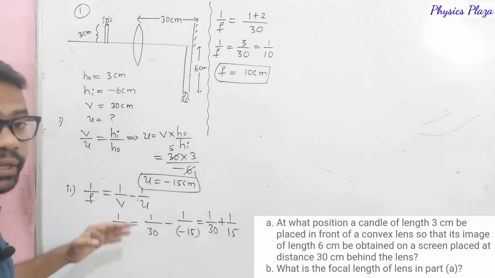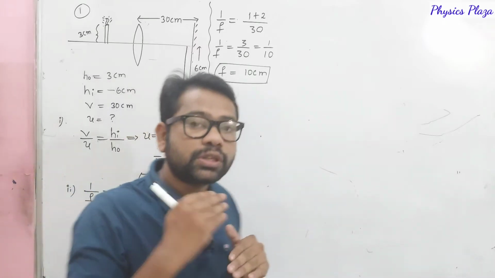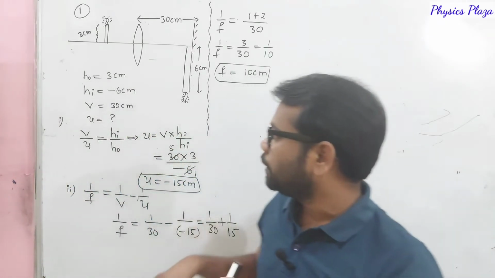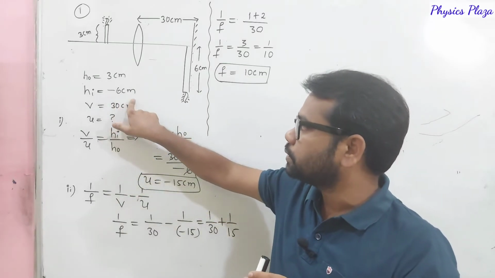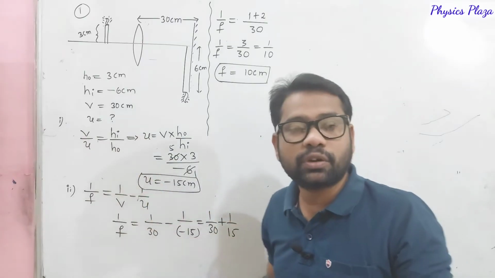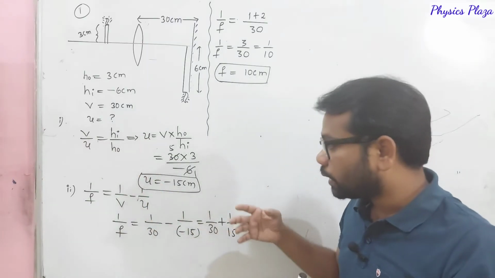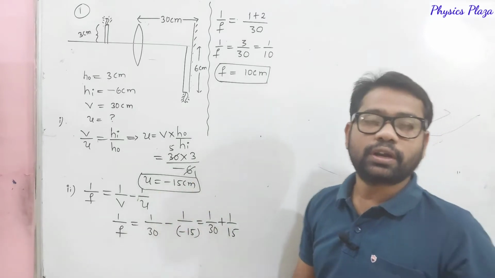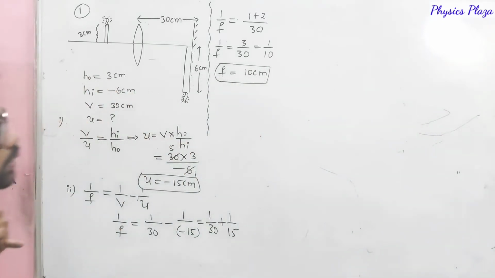So this is how. Children, look here. Again I am telling you, we need to substitute the values with the sign convention. Accordingly we have to substitute. If in the place of minus 6 centimeters you substitute 6 centimeters, you may follow the correct procedure, but you don't get a correct answer here. The u value will be wrong, and obviously the f value you are going to get will also be wrong. Okay, fine. This is the first numerical.